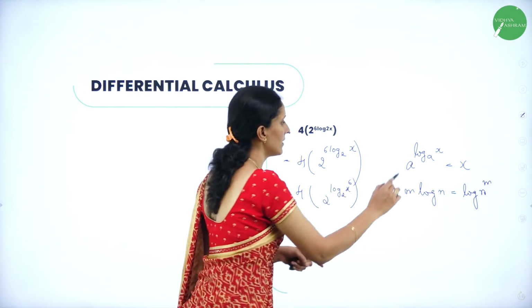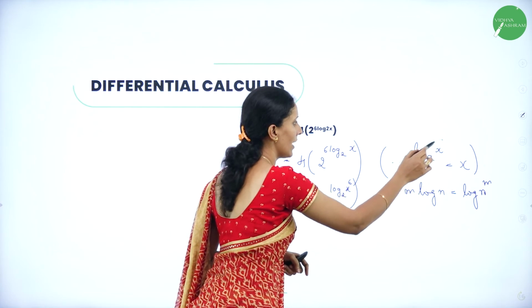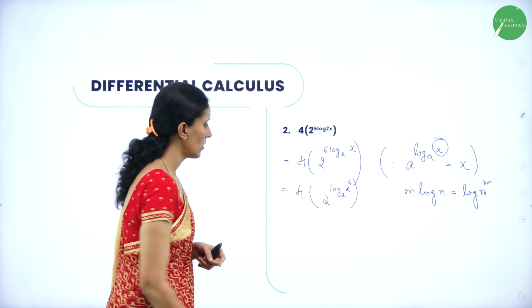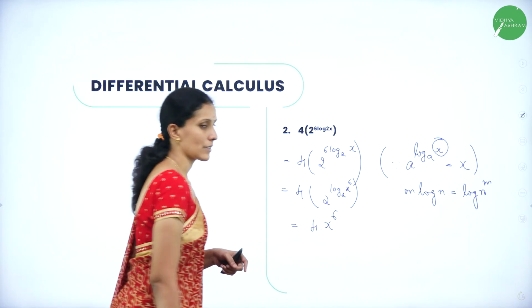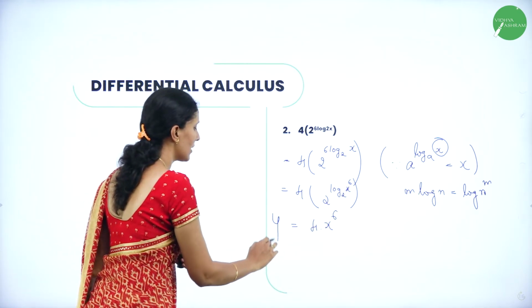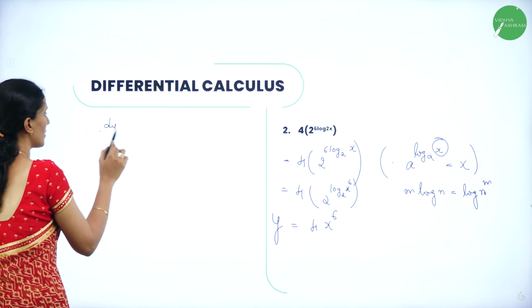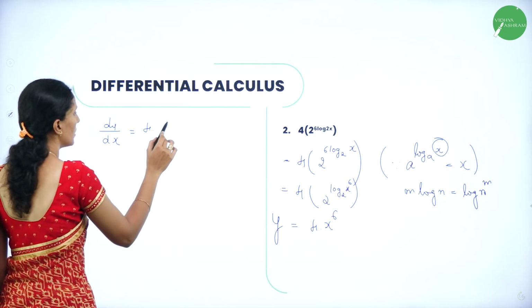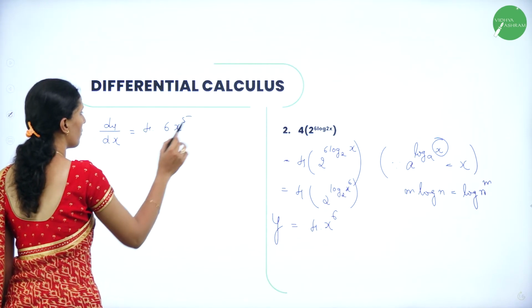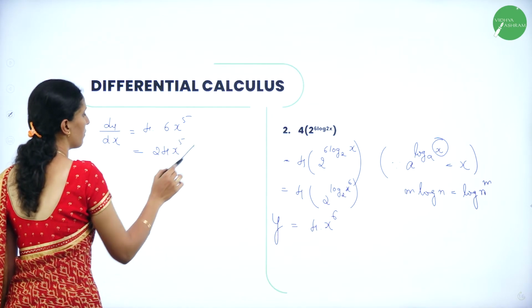Now as I said, from this identity, whatever the value of x I have here, I can write this. So this will be equal to 4 into x to the power 6. Now I have y is equal to 4 into x to the power 6. So what is dy by dx now? Dy by dx will be equal to 4 into 6 into x power 5, that is 24 x to the power 5.